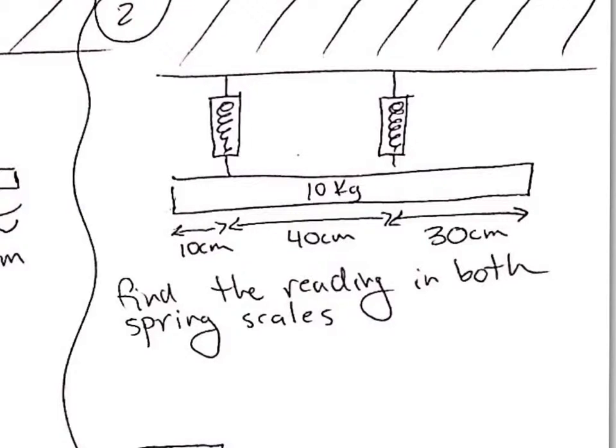Let's call this the point of rotation. We have, in the center of mass, a force downward, and we assume that this spring scale will be upward and this spring scale will be upward.